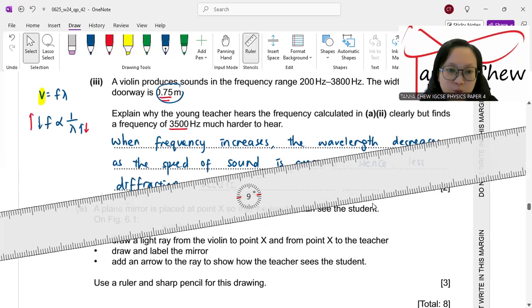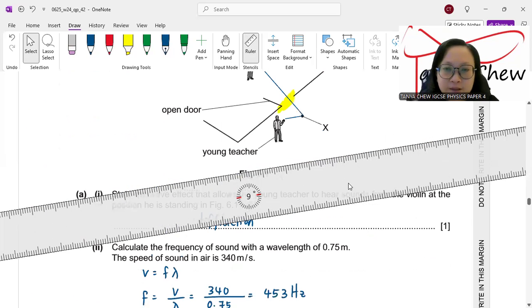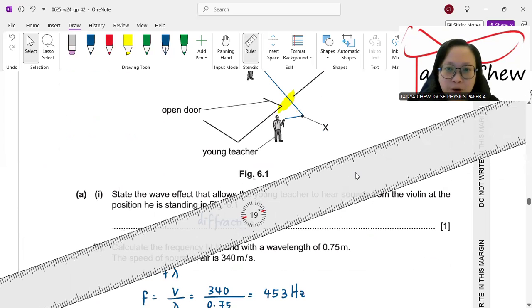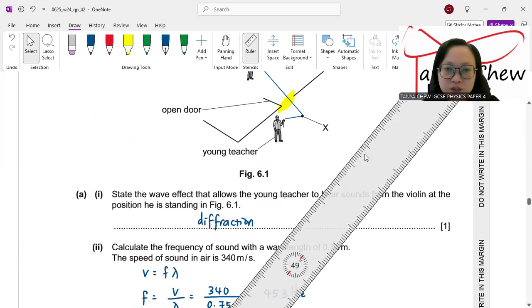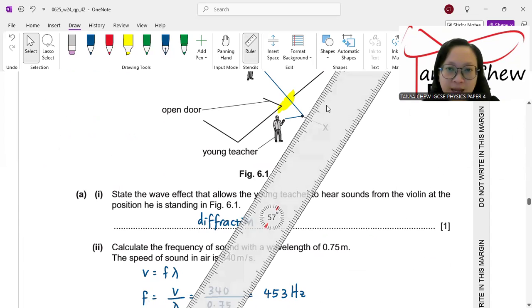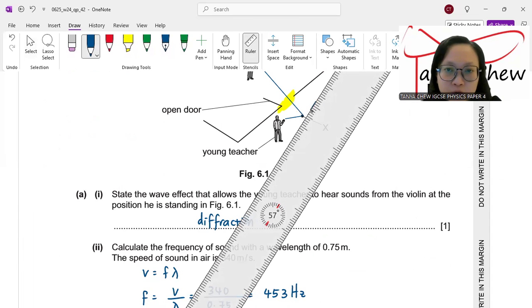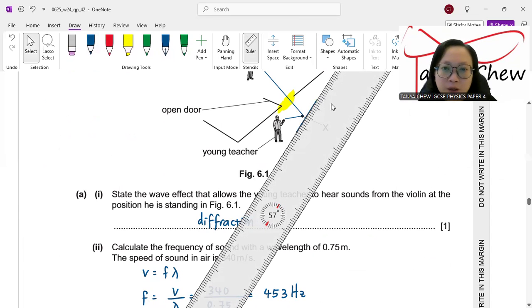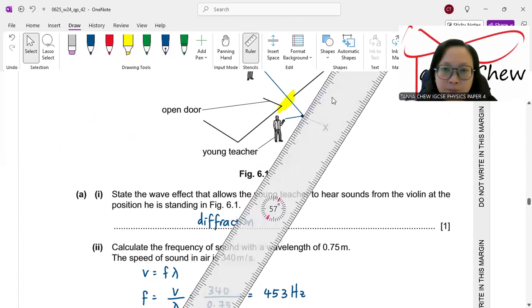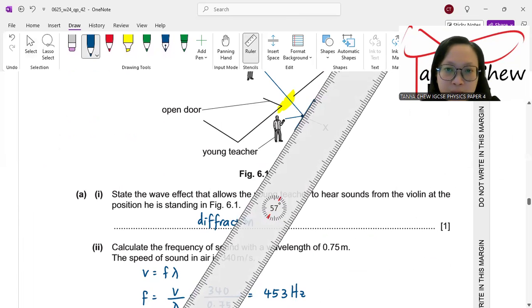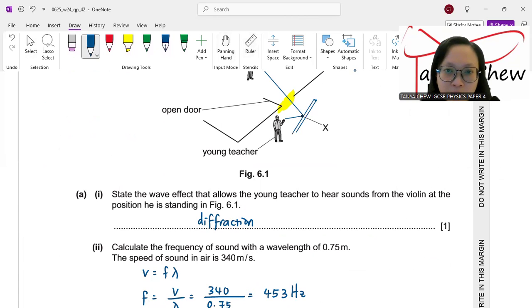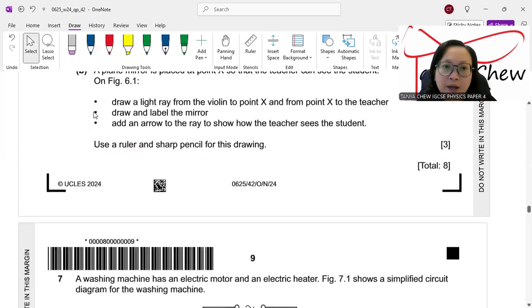Let me scroll down a little bit, see what else I need to draw. Draw and label the mirror. Okay, where is the mirror? The mirror is supposed to be somewhere here to reflect the light to the teacher, right? So I'm going to draw a mirror right here. Okay, this is my mirror. Keep the ruler. And I label this as mirror. You can draw a straight line, doesn't matter. A slanting line. And an arrow to the ray to show how the teacher sees the student.